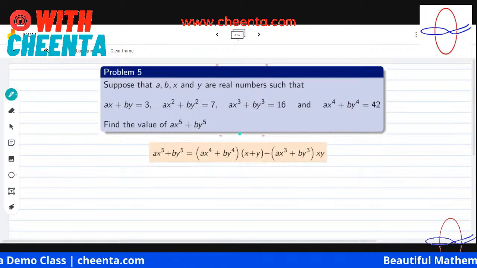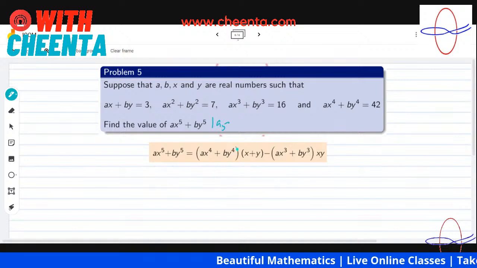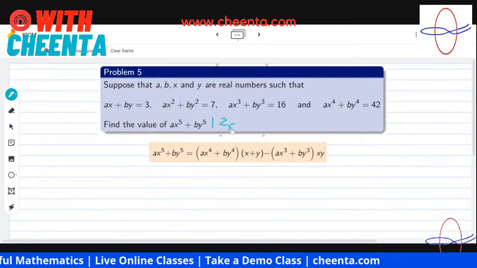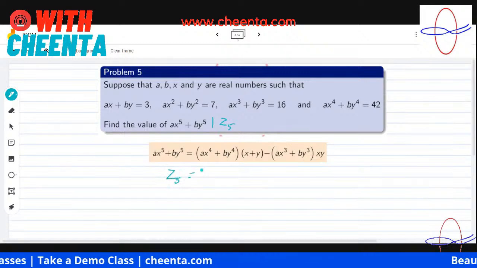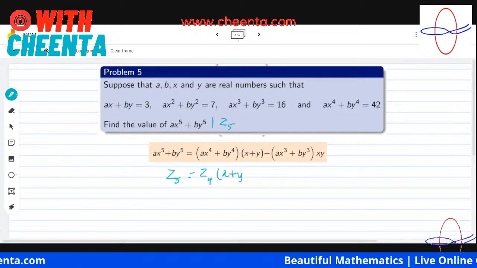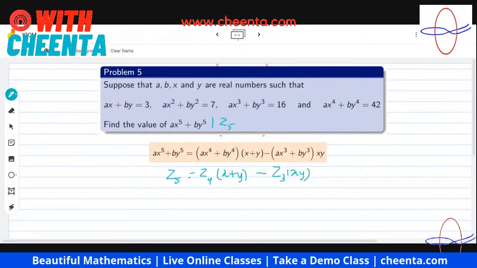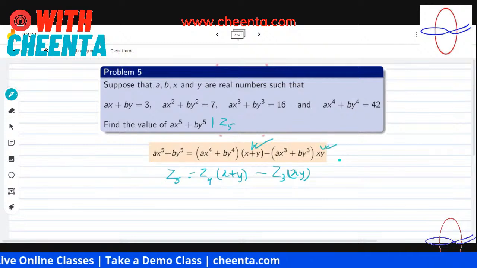So is this actually called an induction recurrence relation? Okay. If you call this Z5, understand that Z5 is actually Z4 times x plus y minus Z3 times xy. Okay, so therefore you just need to find x plus y and xy from here.